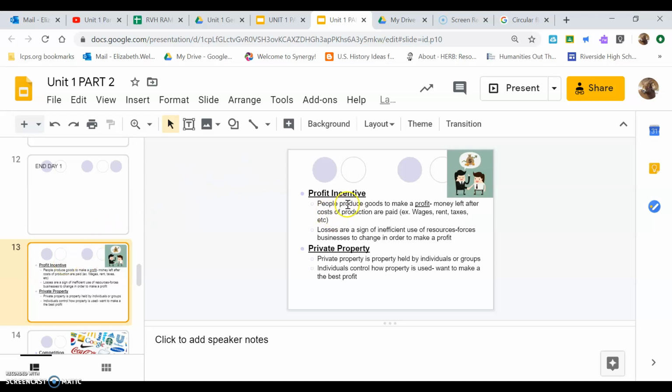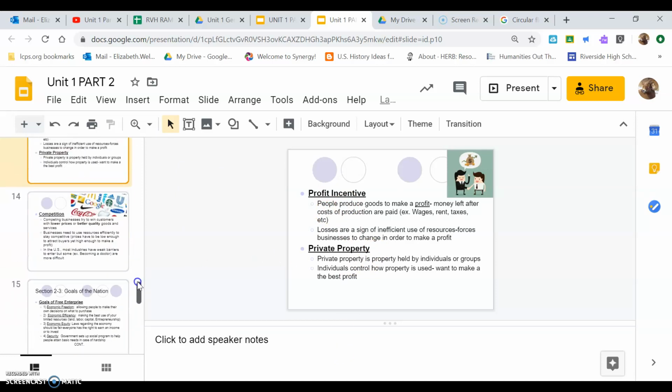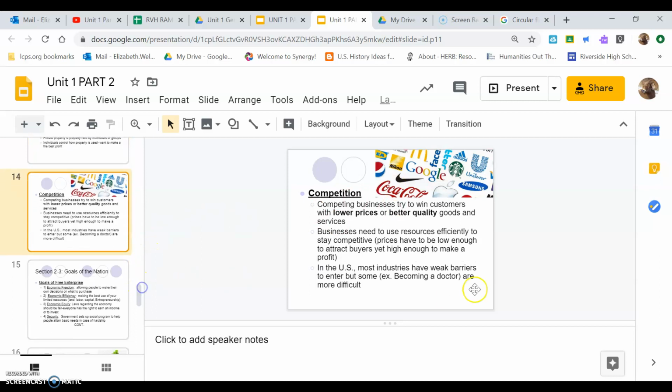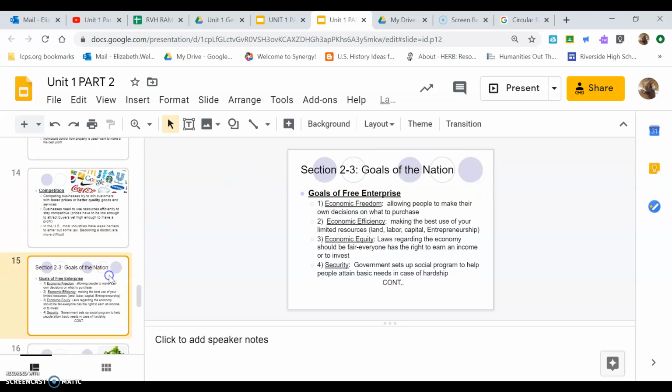So what are some aspects? We have profit incentive. We all want to make money. We have the ability to own private property and control most of what happens on that private property within legal reasoning. Our country encourages competition, and sometimes doesn't interfere to help encourage competition. We have several goals. Number 1, economic freedom: you have the choice to do what you want, to be as efficient as possible. Number 2, equity: laws regarding economics should be fair, so that everyone has the right to an income or to invest.